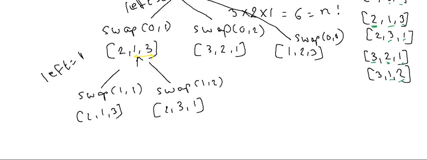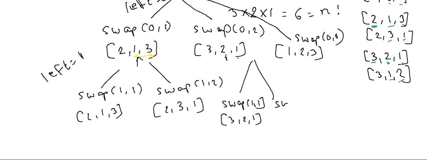Same thing I'm going to do here. Here also my left is 1, and I'm going to swap. If I swap position 1 with itself, I get 3, 2, 1. Then I'm swapping my left position with 2, so I'm swapping these two elements, and what I get is 3, 1 and 2.